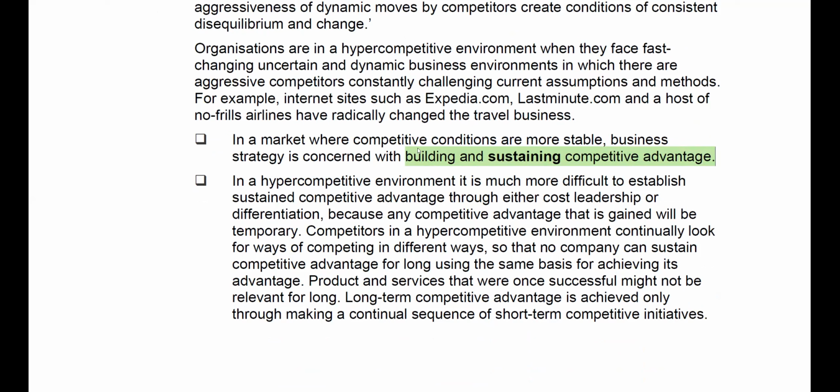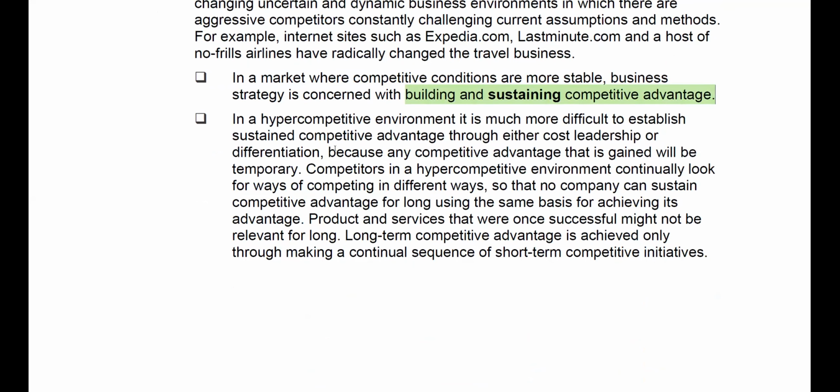Because everything you plan, somebody might overcome it. Somebody might challenge it. Do you understand? Somebody might challenge whatever you plan. So in a hyper-competitive environment, it is much more difficult to establish sustained competitive advantage through either cost leadership or differentiation, because any competitive advantage that is gained will be temporary. So competitors in a hyper-competitive environment continually look for ways of competing in different ways so that no company can sustain the competitive advantage for long, using the same basis for achieving its advantage.